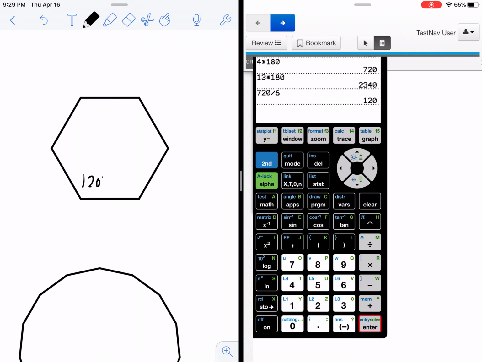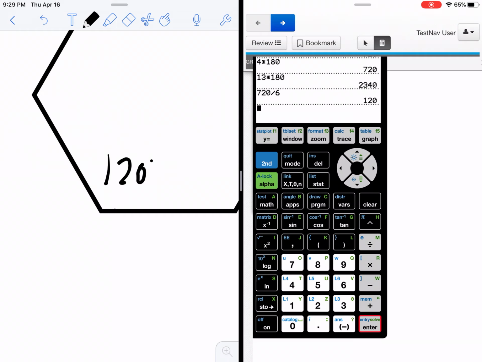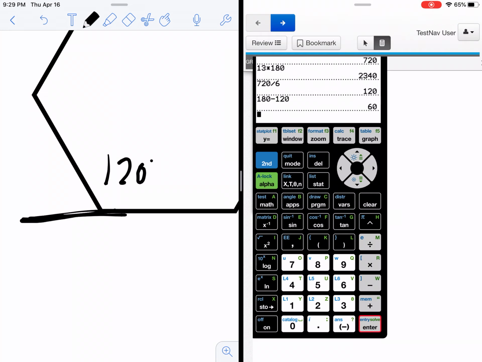Okay, and it doesn't ask me, but I could answer this question. If I wanted to find the exterior angle, I know the exterior angle makes a straight angle pair with that interior angle, so I could just do 180 minus 120 to get 60 for that exterior angle. So I can find some of those relationships and use them to solve.